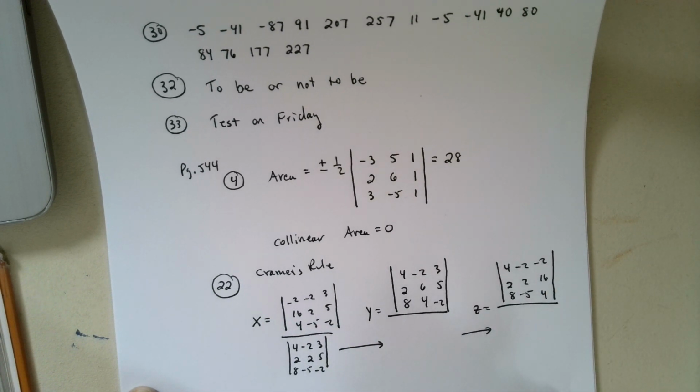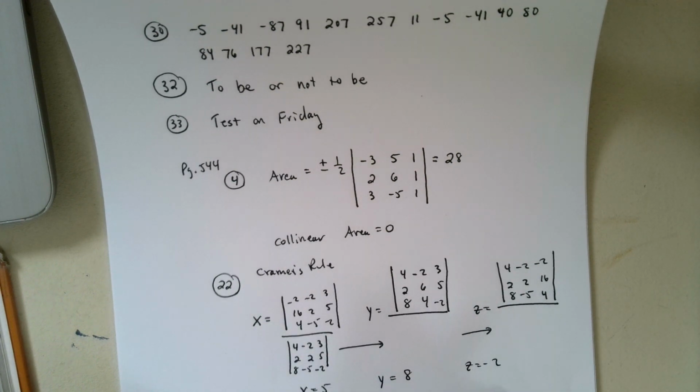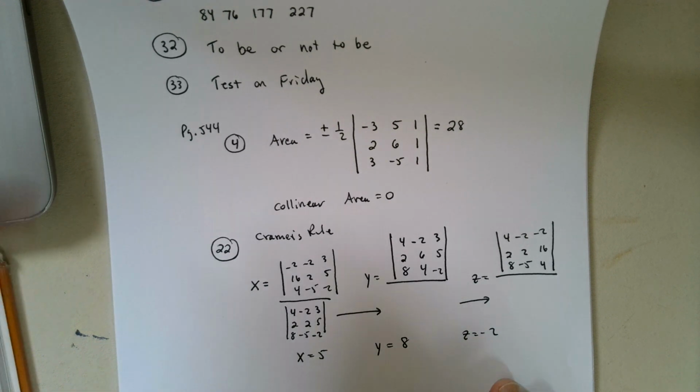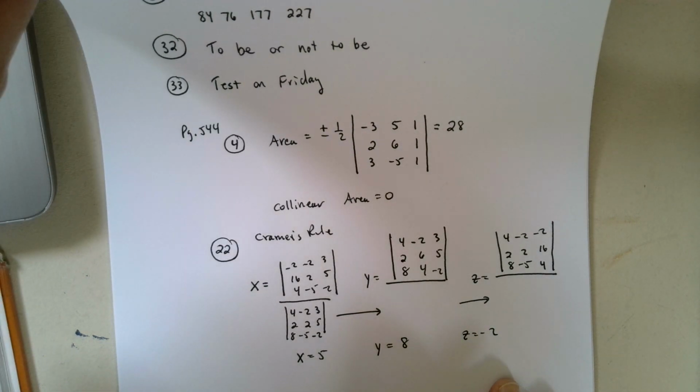And when you work all of that out, your answer should have been x was 5, y was 8, and z was -2. So if you have any trouble with those, see me in Zoom.